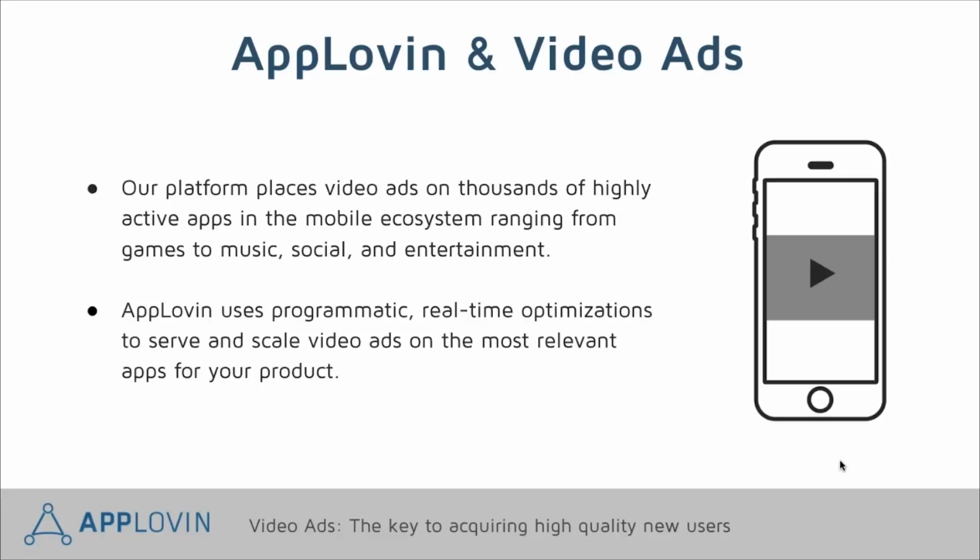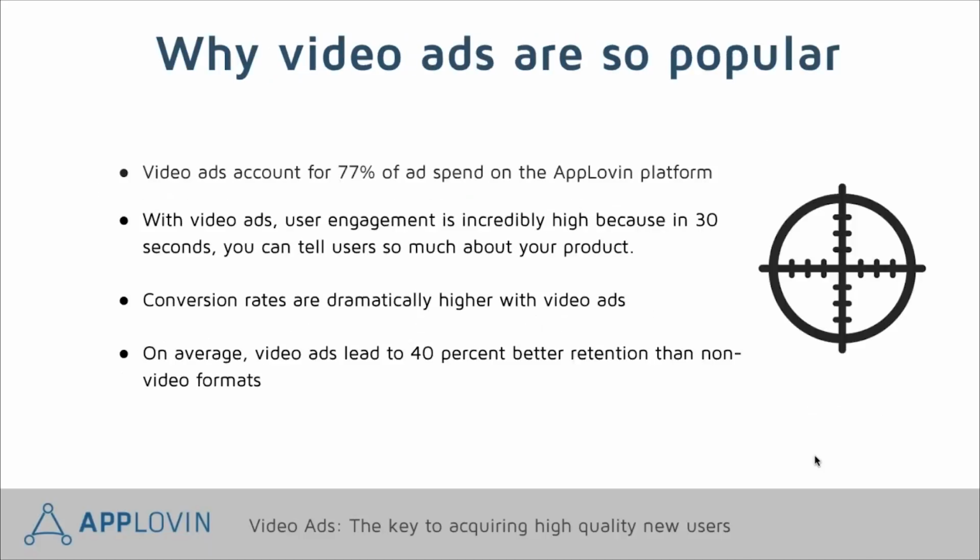Our platform places videos on thousands of highly active apps in the mobile ecosystem, and this ranges from games to music, social, and entertainment categories. AppLovin uses programmatic real-time optimizations to serve and scale your video ads on the most relevant apps for your product.